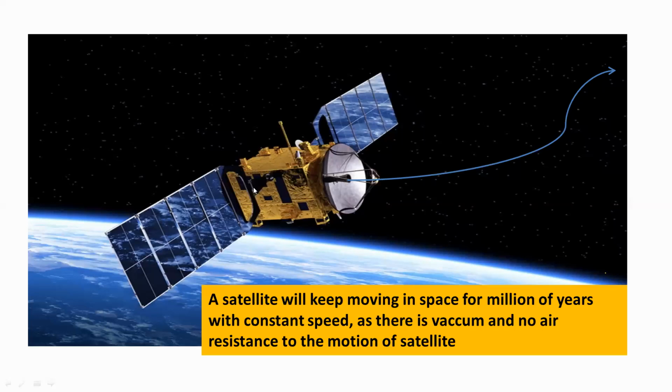Here you can see the application. A satellite will keep moving in space for millions of years. So this is the infinite time with the constant initial speed, as there is a vacuum and no air resistance to the motion of the satellite.